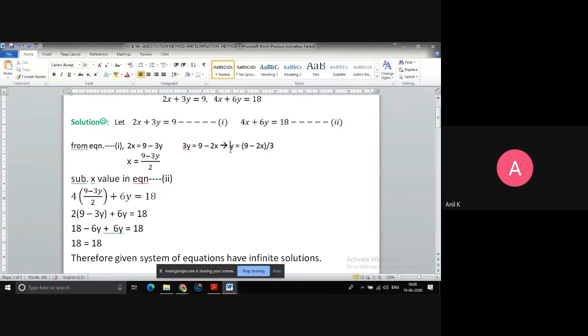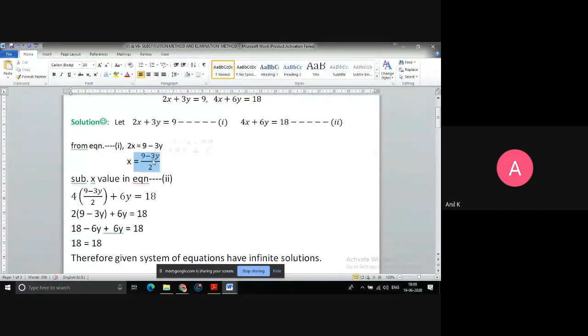Now you can substitute this y value in equation number 2. In place of y, I replace (9 minus 2x) upon 3. It is up to you. Totally it is your choice which equation you choose, whether you want to write from equation 1 or from equation 2, and whether you want to find the x value or the y value. It completely depends on your preferences at that time. There is no restriction that you have to find the x value only here, or that you have to take only equation 1. There are no such restrictions.